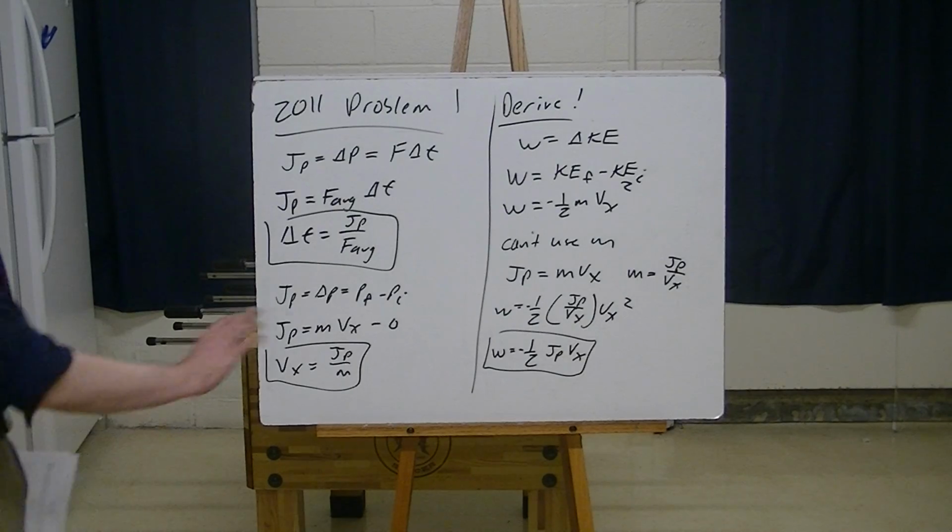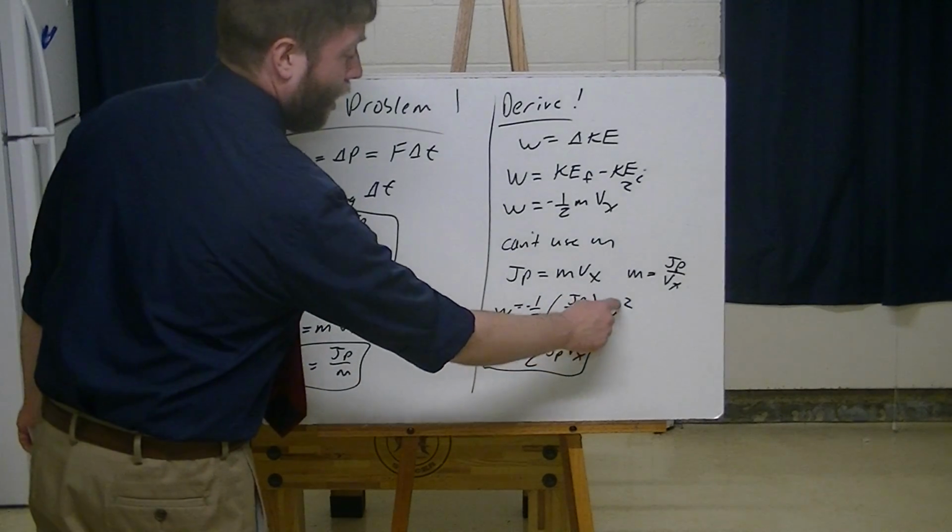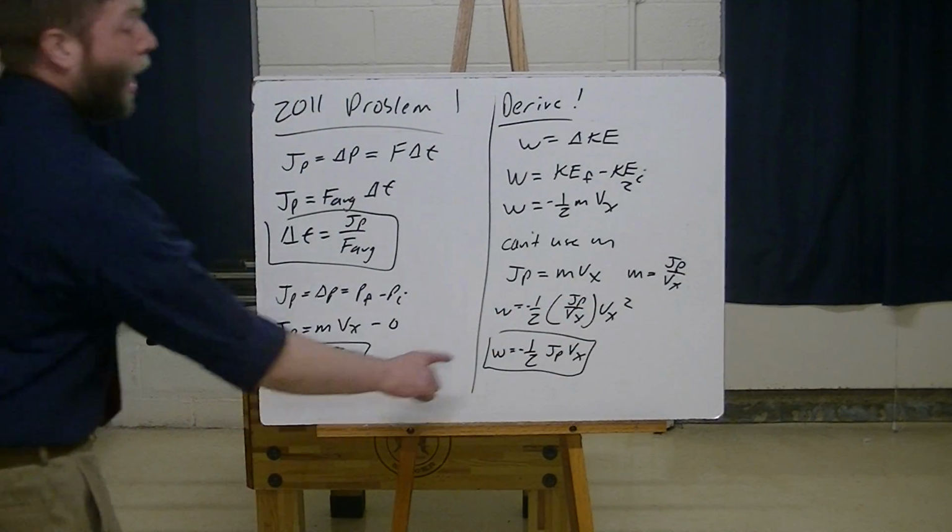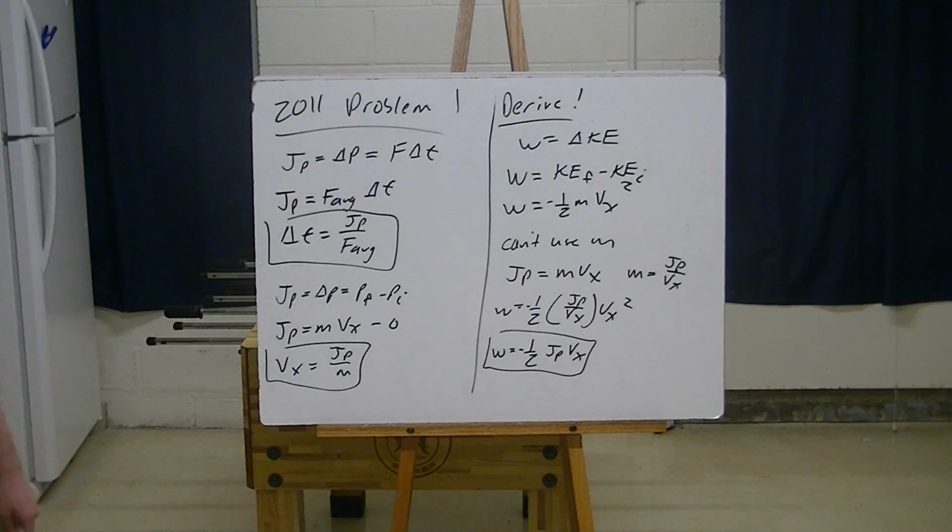But whatever, we do the substitution. Vx in the denominator cancels out one of the Vx's in the numerator, and we get minus 1/2 JpVx. Dramatic pause.